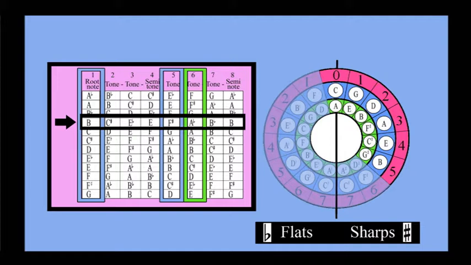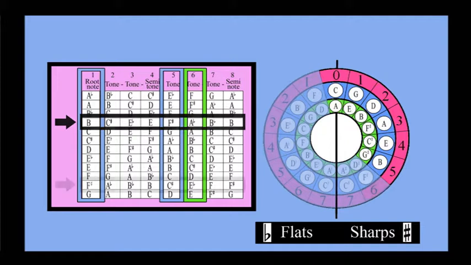We can now enter number 5 into the pink segment. B can be entered into the blue ring and G sharp can be entered into the green ring. On the major scale chart, A flat is highlighted. Because we are on the right side of the separation line, we must use the musical alphabet to convert A flat to a sharp. A flat is also G sharp, so we can now enter G sharp.